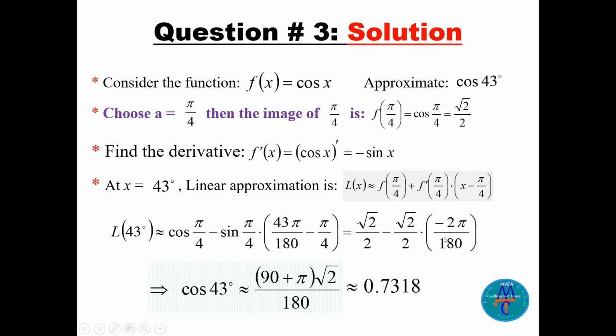You find the LCD 180, it will be minus 2 pi. Cancel this 2. You can say cosine 43 degrees will be approximately 90 plus pi multiplied by square root of 2 divided by 180, which is 0.7318.